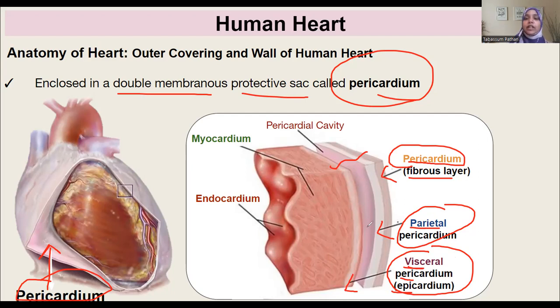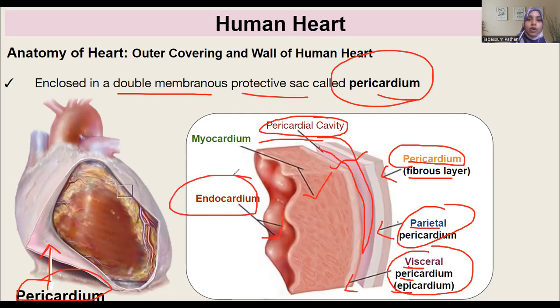Now, in between the parietal and visceral, there is a space or a cavity. This cavity is known as the pericardial cavity, wherein the pericardial fluid will be there, which will be protective in nature for the heart. Then you have the myocardium, and finally the innermost fibrous layer will be your endocardium.